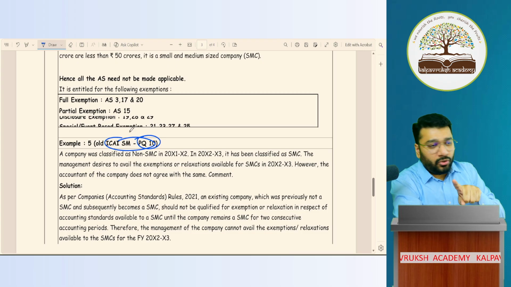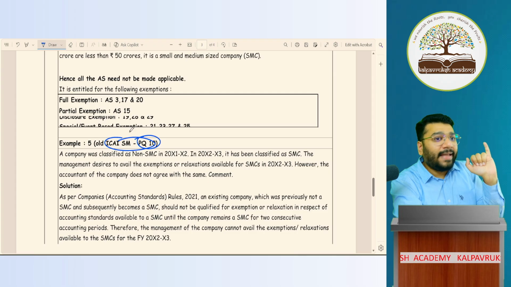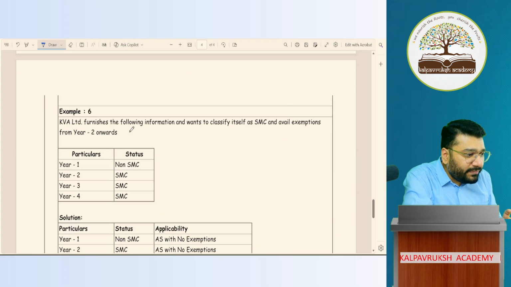Tomorrow I'll do a full-fledged revision of the entire chapter. We'll discuss MCQs and the practical questions at the back of the chapter also. There's one more thing which I have to discuss today. With that I'll wind up.